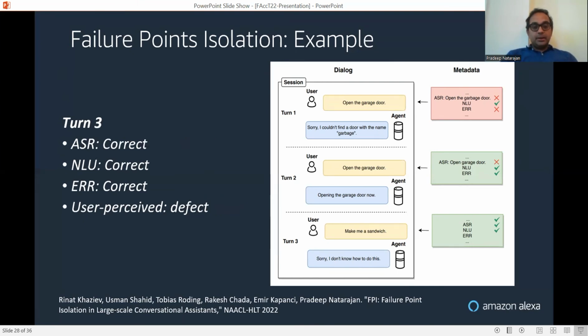Now look at the final example. The user asks something like, make me a sandwich. ASR got it right, NLU got it right, entity resolution got it right, but Alexa has to respond saying, sorry, I don't know how to do this. So the user perceives a defect, but there is no failure point in our processing system either. So these are all different examples that we see in live traffic.